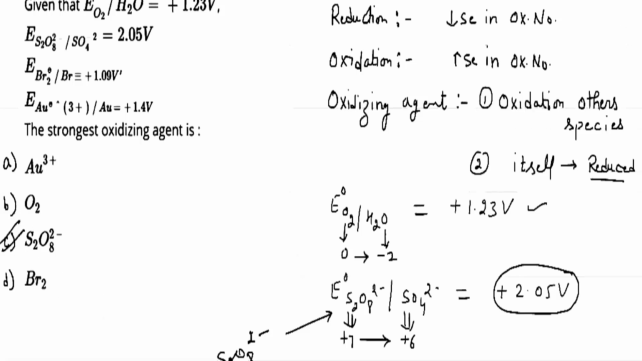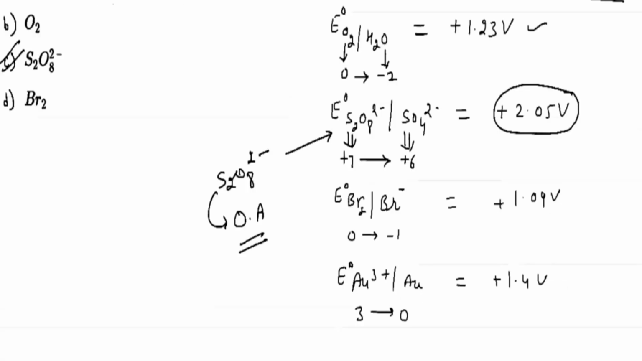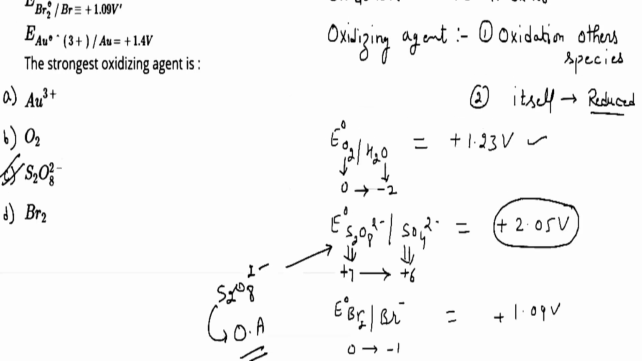If I talk about the weakest oxidizing agent, it will be the one with 1.09, which is bromine. But in the question we are asked for the strongest oxidizing agent, so our correct answer will be S2O8 2-. The rest of the answers are wrong. So the correct answer is C, S2O8 2-, which is the strong oxidizing agent.